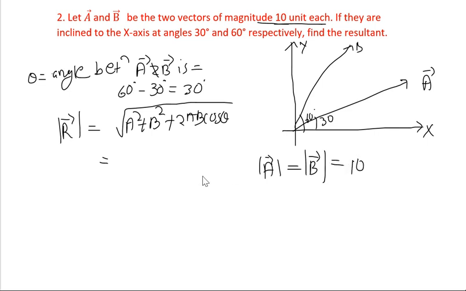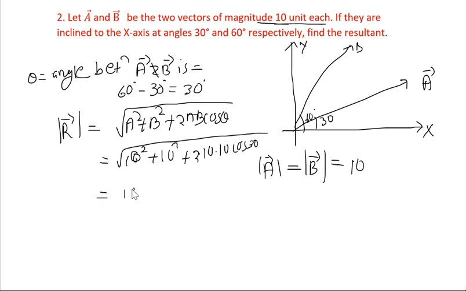Put all the values here: root over 10 square plus 10 square plus 2 into 10 into 10 into cos 30 degrees. If we calculate it, we find a number which is like this, 19.3.